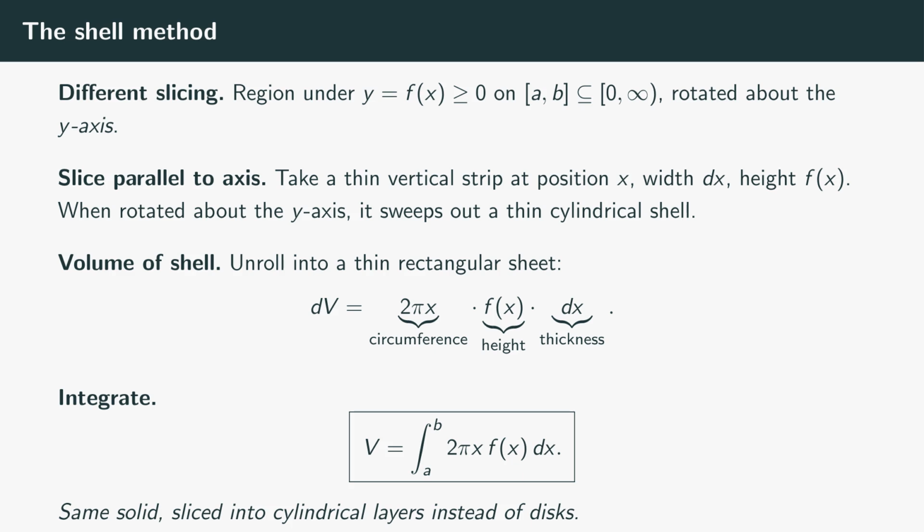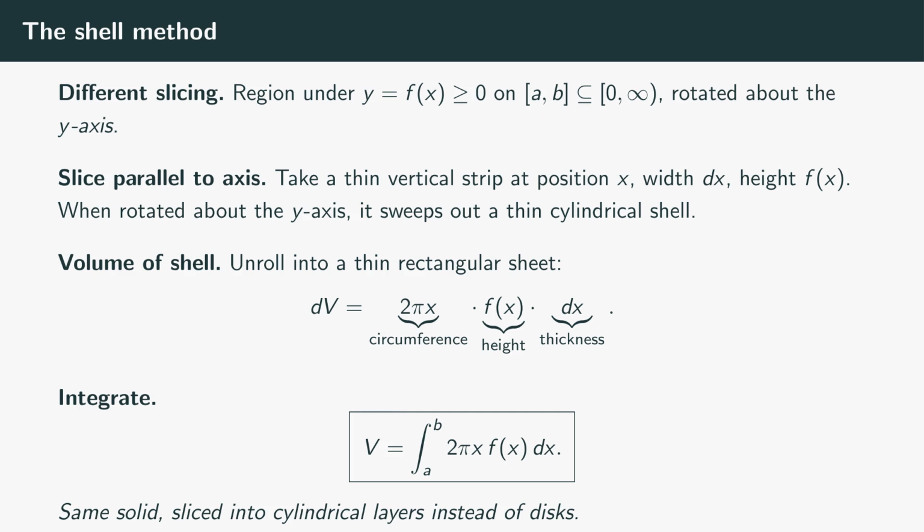Take the region under y equals f of x on the interval from a to b with a greater than or equal to 0, and rotate about the y-axis this time, not the x-axis. Instead of slicing the solid perpendicular to the axis of rotation, which would give weird-shaped cross-sections, slice it parallel to the axis. Take a thin vertical strip in the original 2D region at position x with width dx, running from y equals 0 up to y equals f of x.